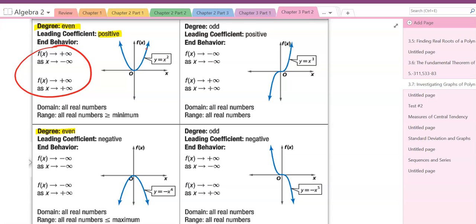Down below here, it says that if it's negative, the end behavior changes a little bit, because now look at my graph, it opens down. And it's going this way instead.